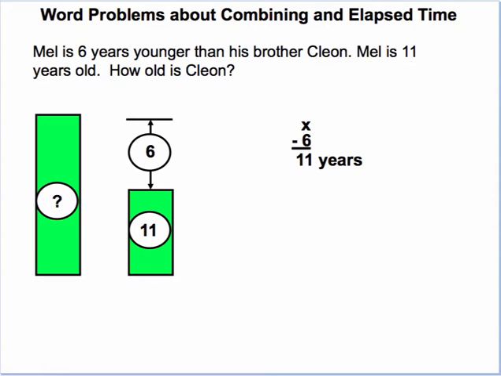Well, we've learned in earlier lessons that we need to reverse this problem. Instead of doing subtraction, x minus 6 equals 11, we need to reverse it and go 11, opposite operation, which is addition, 11 plus 6, and that should give us Cleon's age. So, pause the video, figure out Cleon's age. 17 years.